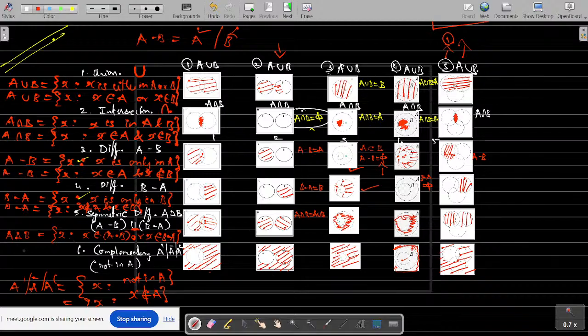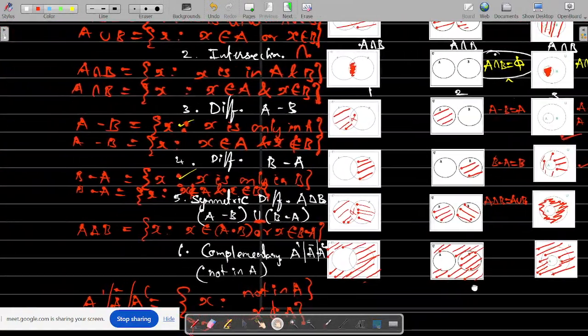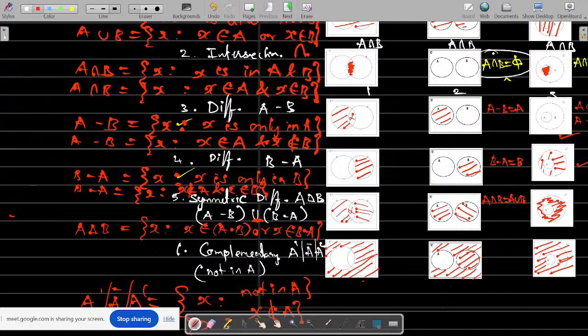What about this one? I have written only one format. Shall I take this space for writing A del B? Yes, I have not written in wordings. The set of all X such that X is either in A minus B or B minus A. Is it okay? Whenever I find union, I'll use either or. Make yourself sure.